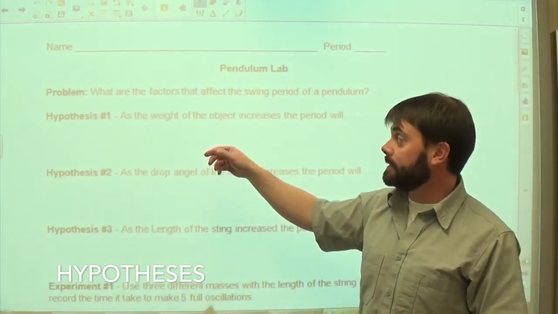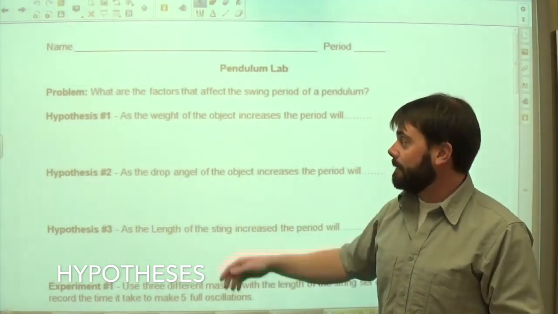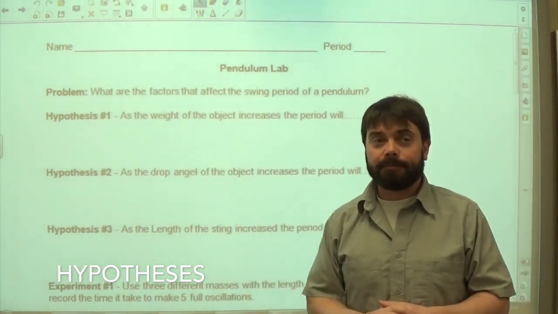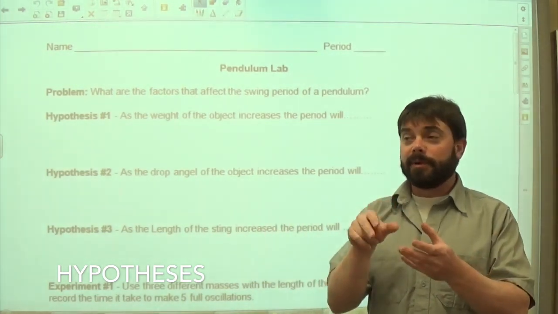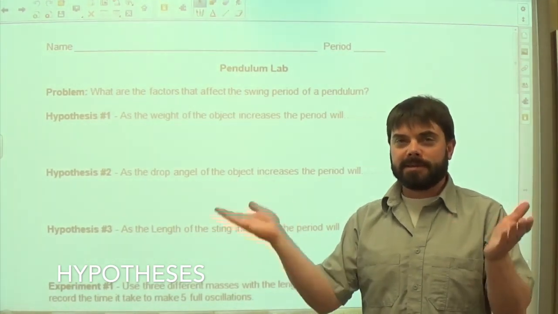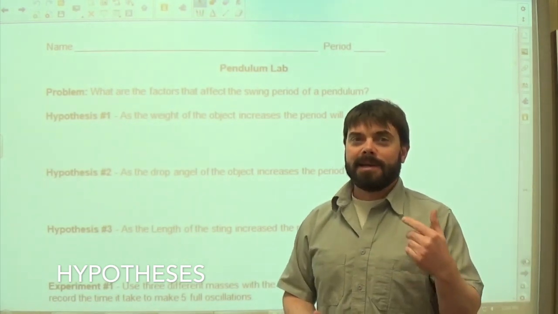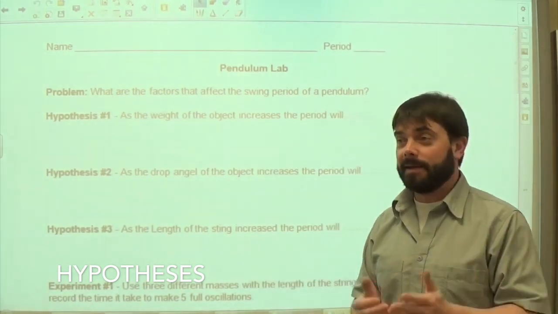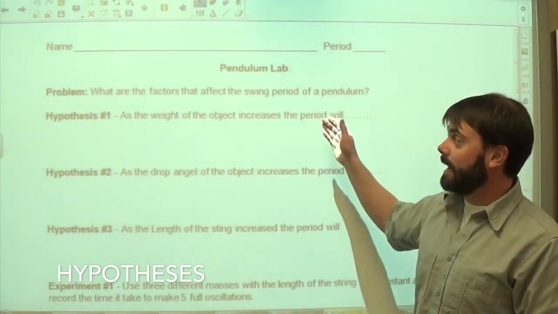Hypothesis number 1 says, as the weight of the object, or mass I should say, is increased, what will happen to the period? We'll be changing the number of washers or rings that we put on this hanging mass, and of course the mass and the weight depend on your acceleration of gravity. We're going to stay on Earth, so we will be changing the mass and the weight, but it's all under the influence of gravity, so we're not going to change the acceleration, 9.8 meters per second squared. That's going to stay the same. So as we increase this, what's going to happen to the period?